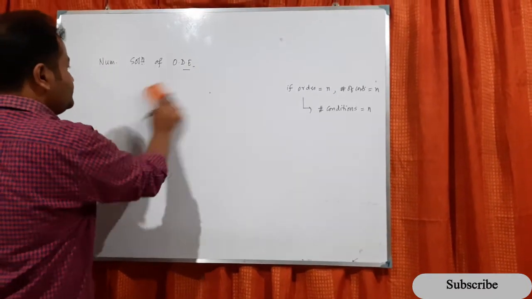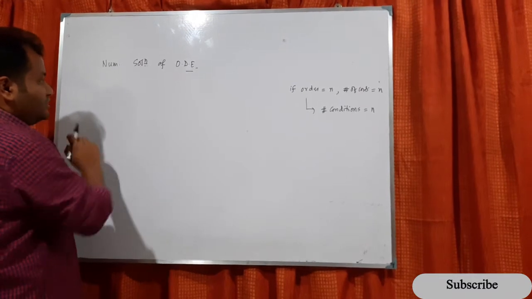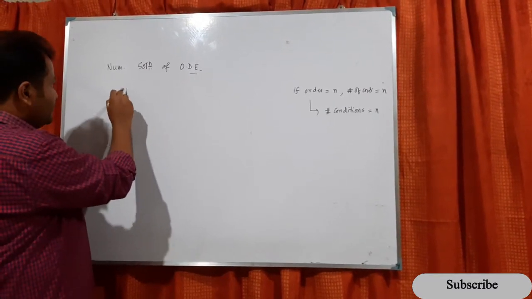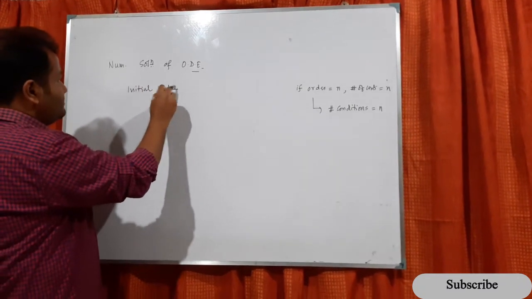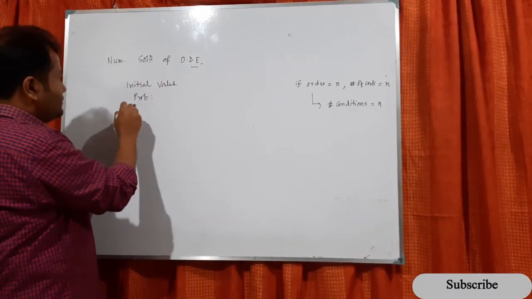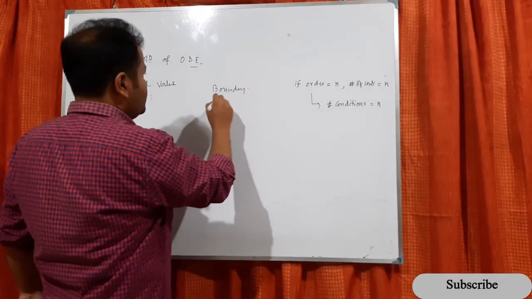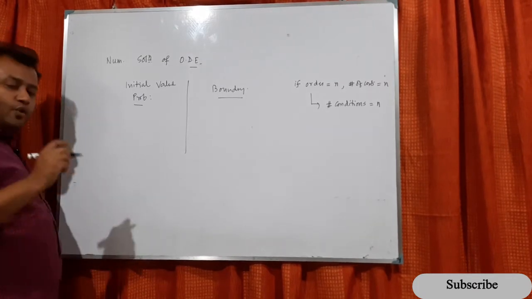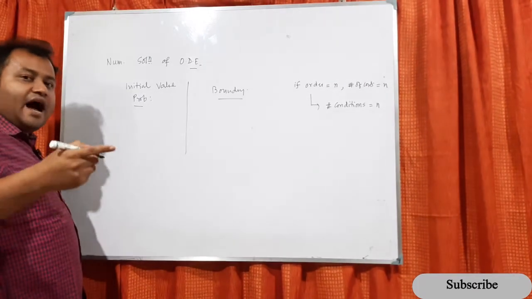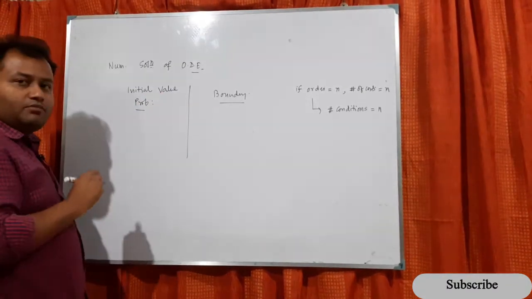Next, there is one more concept, which is called initial value problem and boundary value problem. So what is the meaning of initial value problem? When all the conditions are given at a particular point, then it is called an initial value problem.